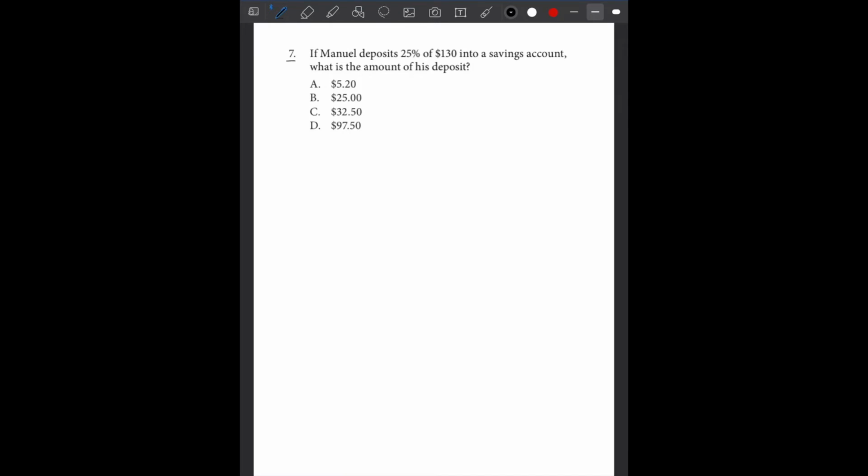So number 7 reads, if Manuel deposits 25% of $130 into a savings account, what is the amount of his deposit? So we want to figure out how much is 25% of 130, because that is the amount that he's going to be depositing in his savings account. So key word here, of, means to multiply. So 25% of $130. If you knew what of meant in this case, you would automatically get this question.